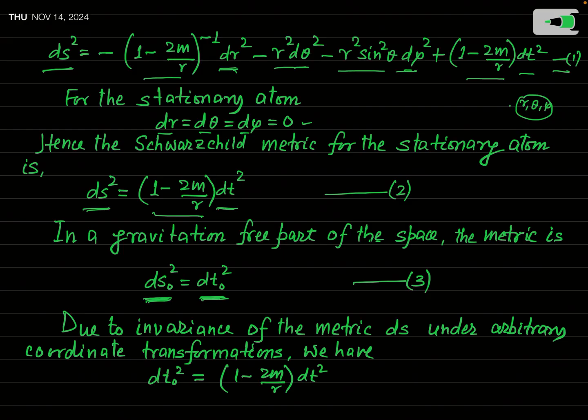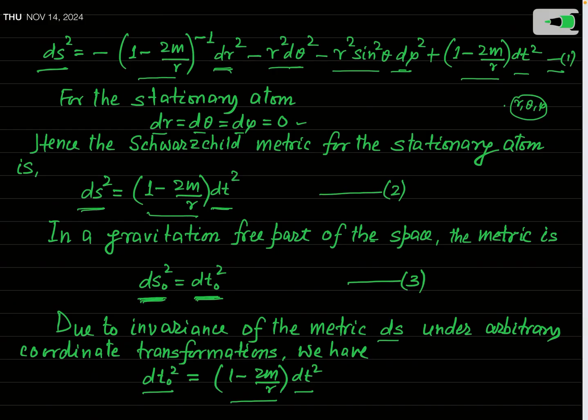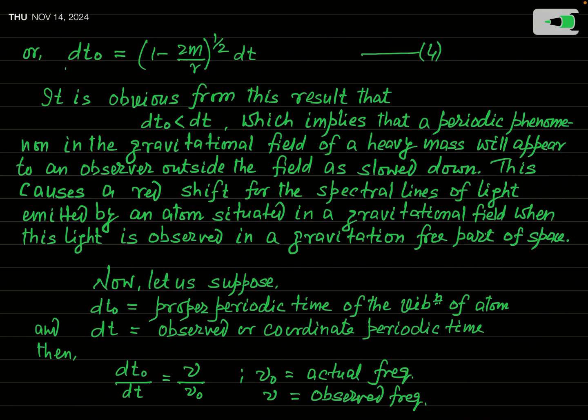But you also know that this metric ds is invariant under arbitrary coordinate transformation, and therefore we can write dt naught square equal to 1 minus 2m over r times dt square. You can write it, and from here you can easily write dt naught will be equal to 1 minus 2m over r whole to the power half times dt.